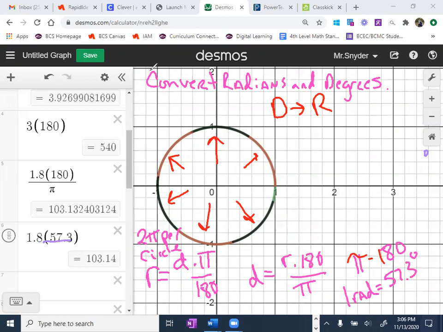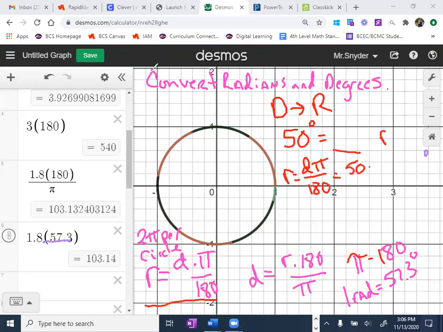Now let's go ahead and do some conversions, and we will check with our unit circle that's in front of us to help us out. So let's start by working with 50 degrees. What is 50 degrees as some amount of radians? There's a lot of different ways we can do this. I can use the conversion formula: radians equals degrees times pi over 180. So that is 50 pi over 180.